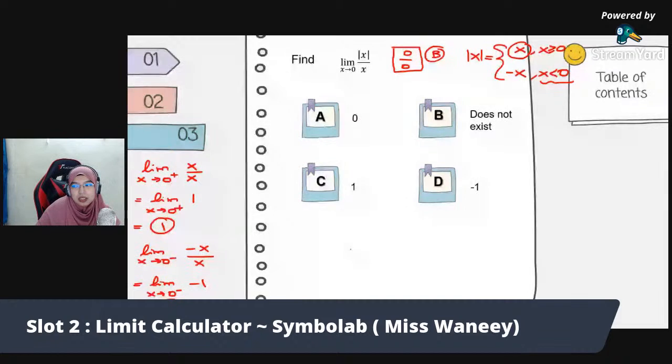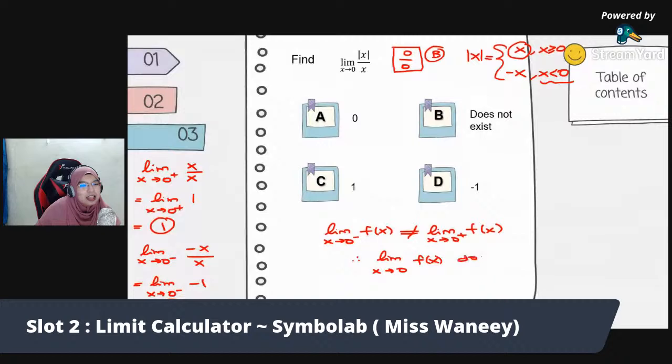Obviously they are not equal. So the limit of x approaching 0 on the left hand side is not equal to the limit of x approaches 0 on the right hand side for f(x). Therefore, the limit for x approaches 0 for f(x) does not exist. Okay, so the answer is B.